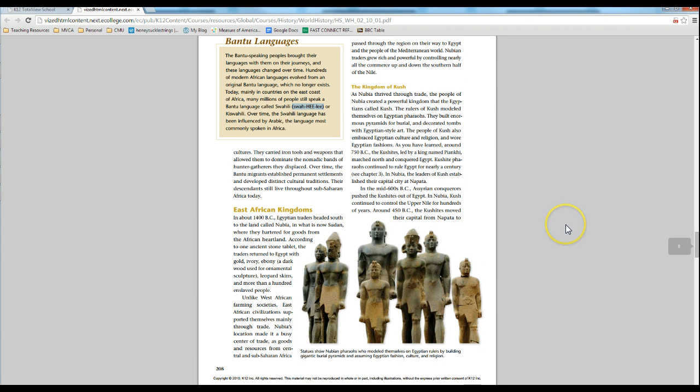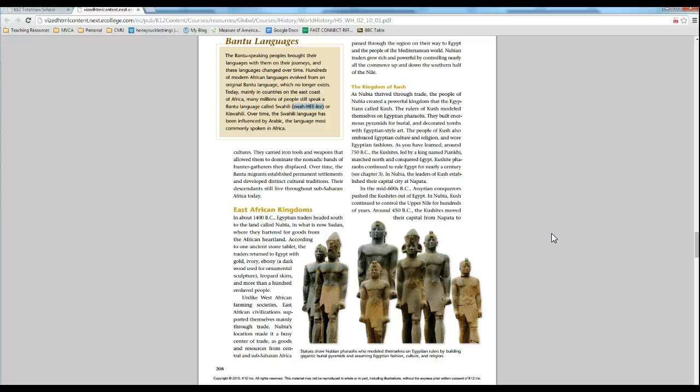In about 1400 BC, Egyptian traders headed south to a land called Nubia, in what is now Sudan, where they bartered for goods from the African heartland. According to one ancient stone tablet, the traders returned to Egypt with gold, ivory, ebony, which is a dark wood used for ornamental sculpture, leopard skins, and more than 100 enslaved people.